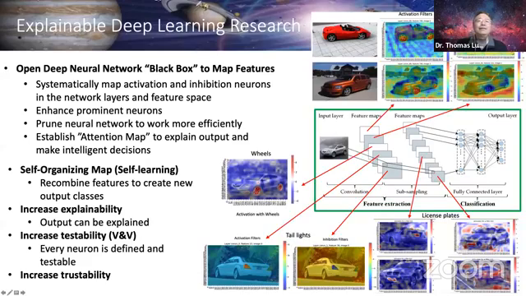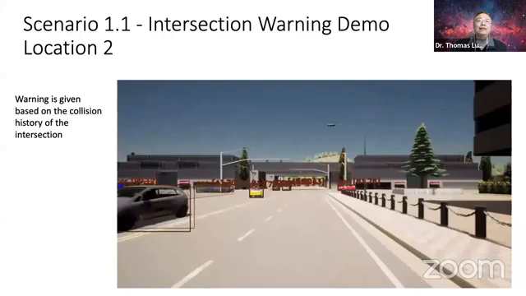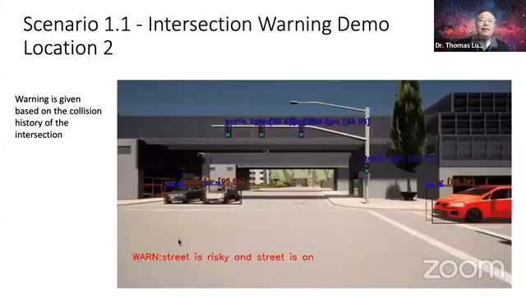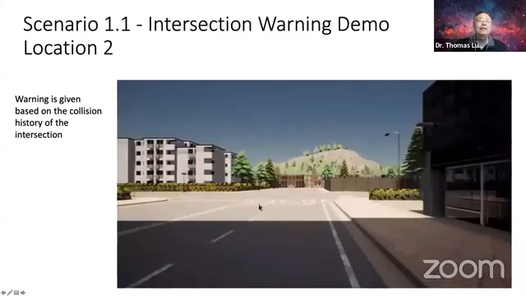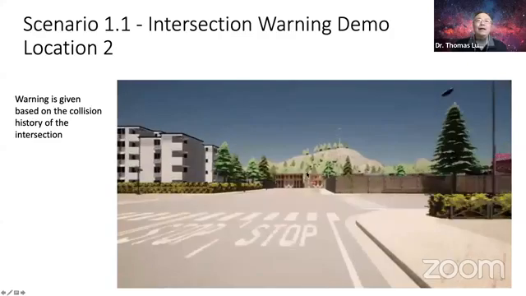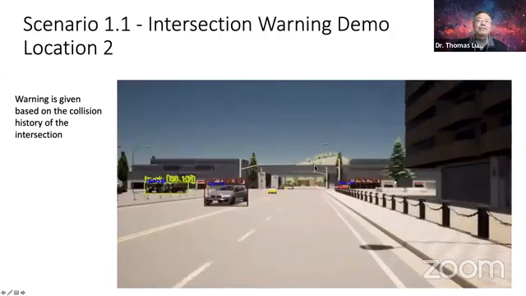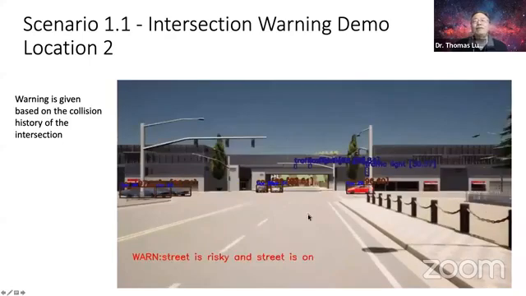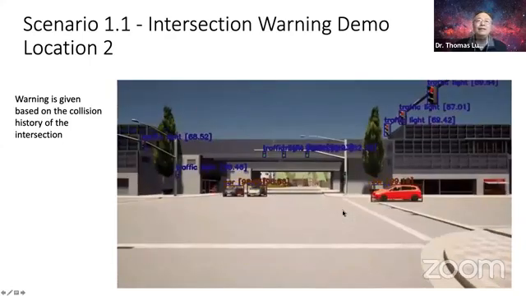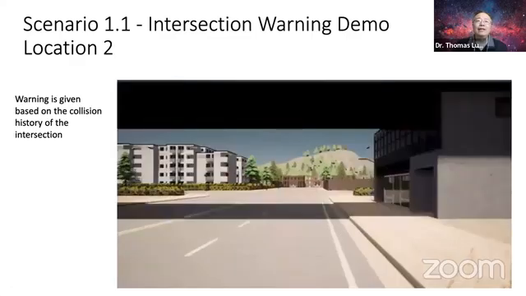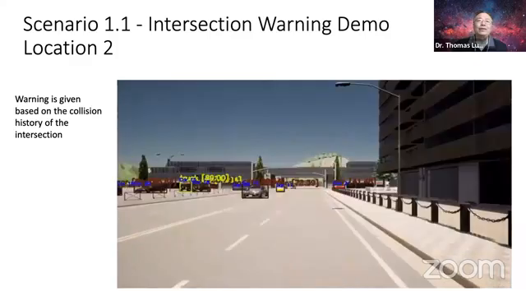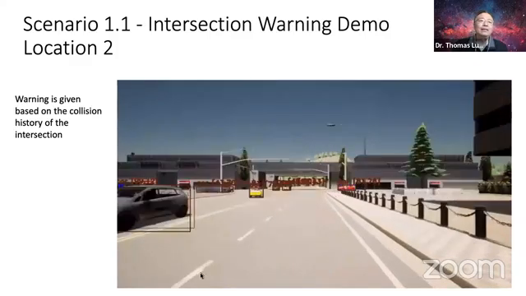All right, let me give some examples of this system. You can see that this is an intersection. It sees all these objects, and it also detects the traffic light, and then it maps into the database that this intersection has had a lot of accidents in the past. So it gives a warning to the first responder that you have to slow down. You can see the warning here.